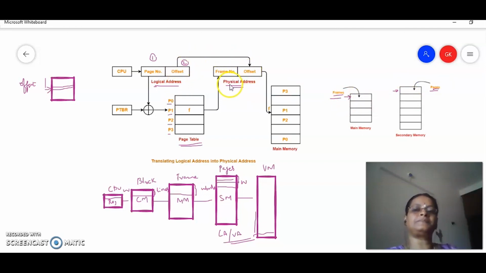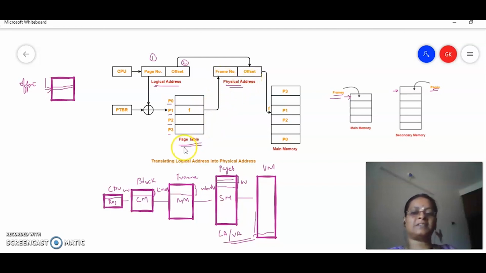Now my reference pattern is going to map the page number to a frame number. The mapping of the page number to the frame number is available in the page table, and I have to search through this page table. Wherever I find this page number 1, the respective frame number is taken and copied to form the physical address.